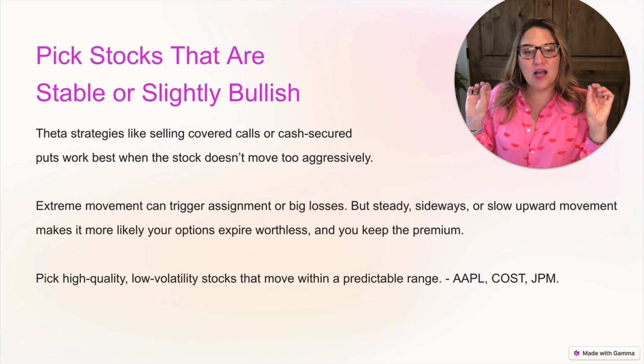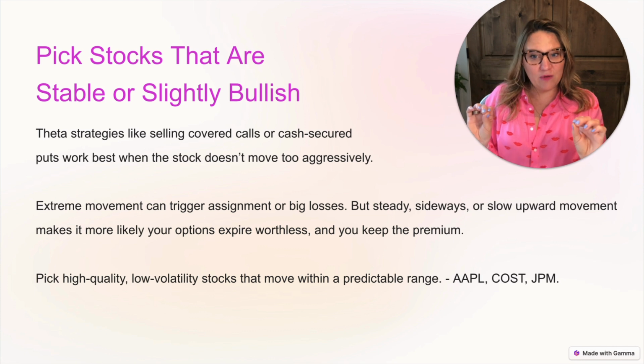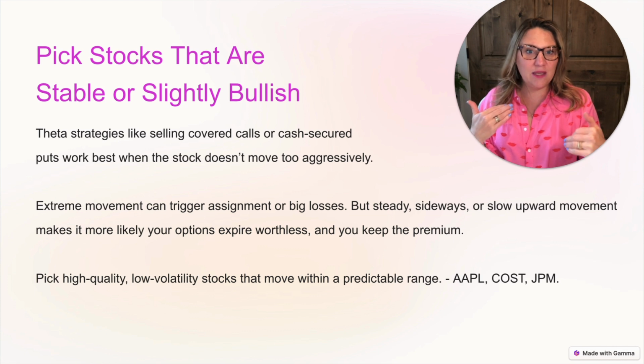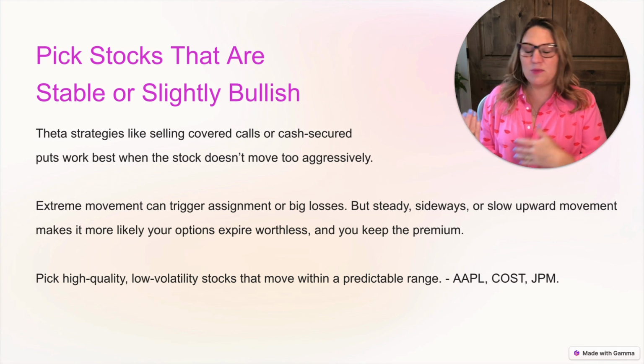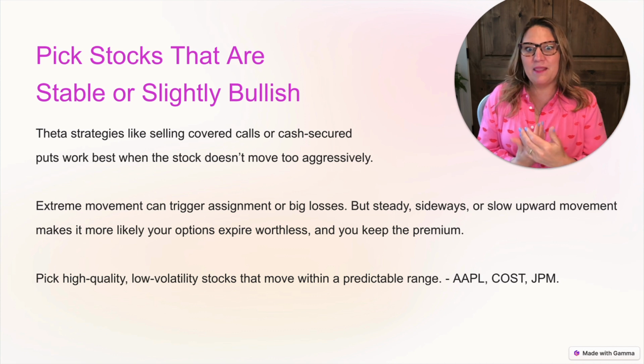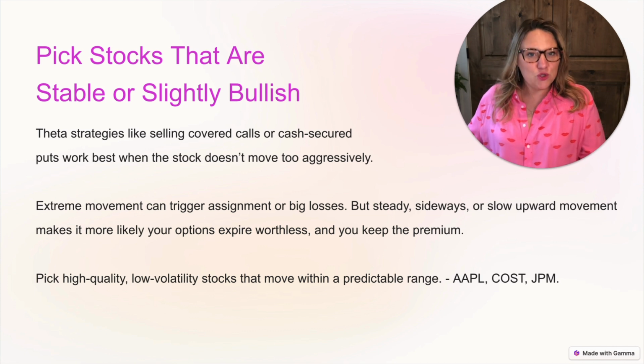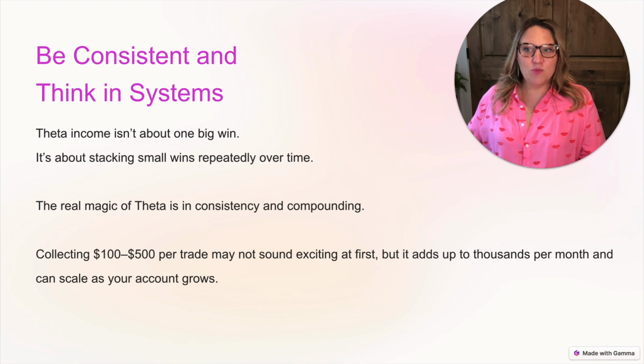So you want to pick high quality, low volatility stocks that move within a predictable range. Okay, so for me, I like Apple, Costco, JP Morgan Chase, Amazon for this because they're fairly predictable. They don't make these huge moves up and down. All right, so that's important.